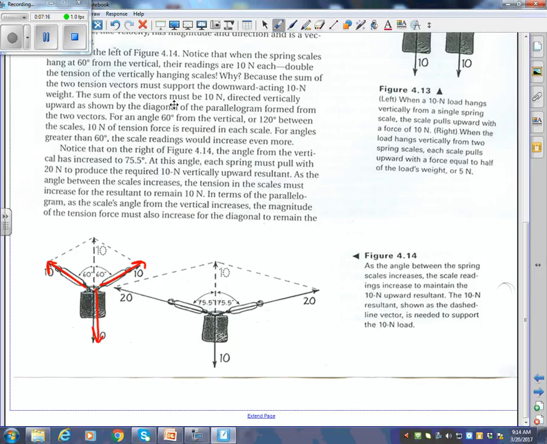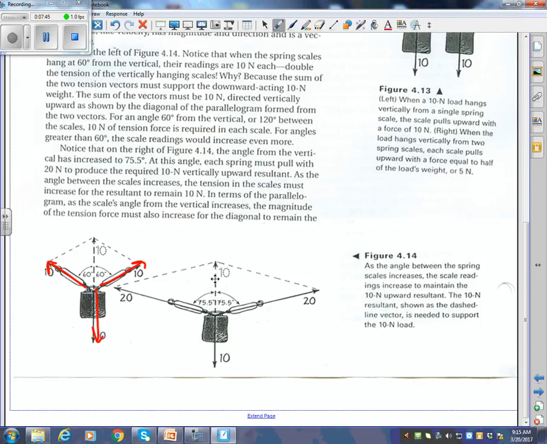For an angle here, the sum of the two tension vectors must support the downward acting 10 newtons. The sum of the vectors must be 10 newtons, directed vertically upward as shown by the diagonal of the parallelogram formed from the two vectors. For an angle of 60 degrees from the vertical, or 120 between the scales, 10 newtons of tension force is required in each scale. For angles greater than 60 degrees, the scale readings would increase even more. Notice on the right of figure 414, the angle from the vertical is increased to 75.5.